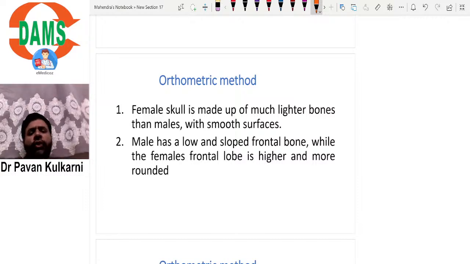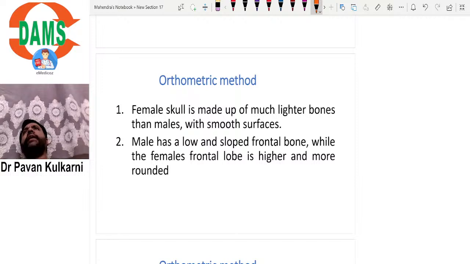Now moving on to certain osteometric methods. What do you mean by osteometric methods? We are going to use certain structures such as the skull, certain bones like the frontal bone, sinuses, mandible, all these things. How are these different in males and females? Generally, when you have got a skull, how do you identify whether it belongs to a male or a female?